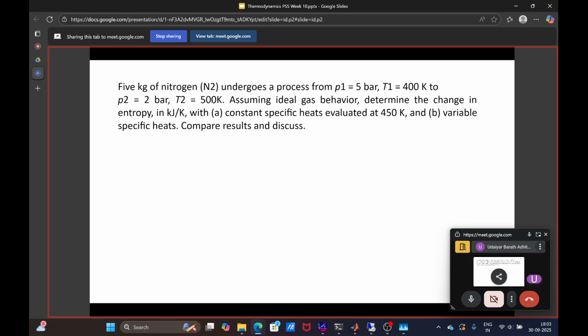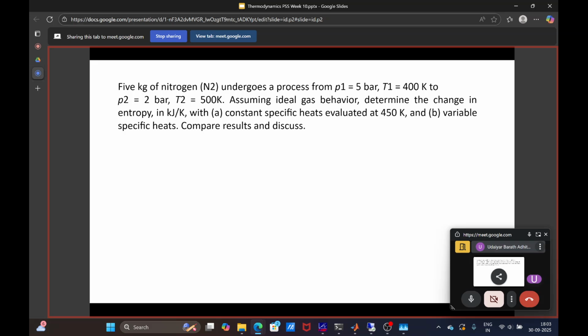So we'll proceed to see some problems. The first: we have 5 kg of nitrogen which undergoes a process from a pressure of P1 equals 5 bar and T1 of 400 Kelvin to a pressure of 2 bar and a temperature of 500 Kelvin. Initially it is at 5 bar and 400 Kelvin, and it goes to a second state where the pressure is reduced to 2 bar and the temperature is increased from 400 Kelvin to 500 Kelvin. These are the two states through which the process is going.